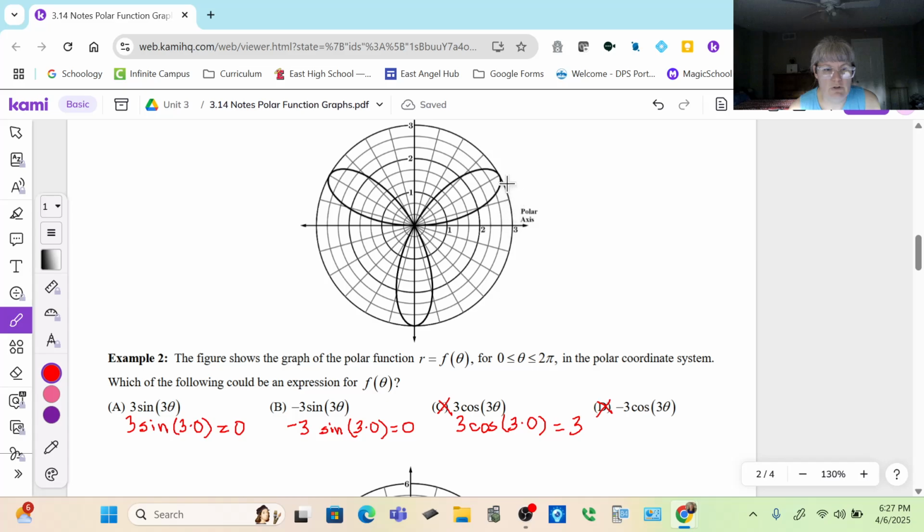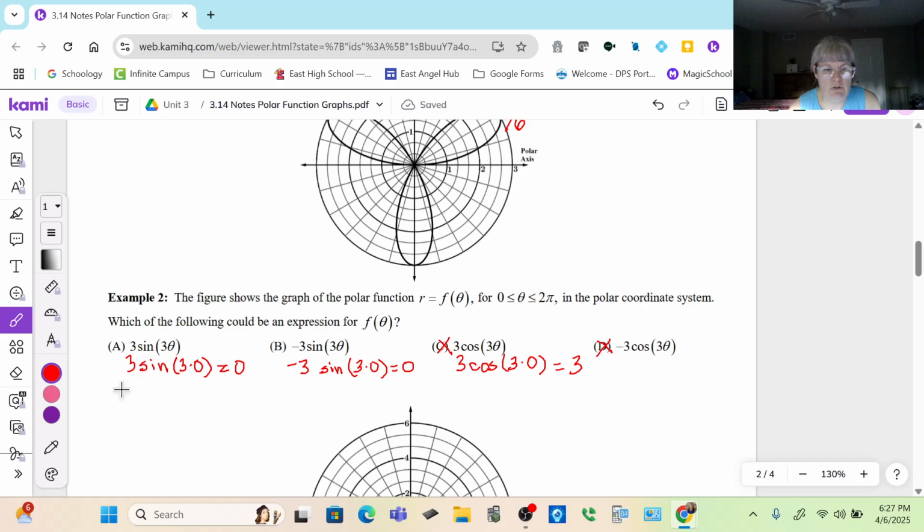As I go around, I see that I have a value of 3 at pi over 6. So what I want to do is try to find my value of my function using pi over 6 for theta. So if I try 3 times sine of 3 times pi over 6, that's the same thing as saying 3 times sine of pi over 2. Pi over 2 has a sine value of 1. So this would become 3 times 1, or 3.